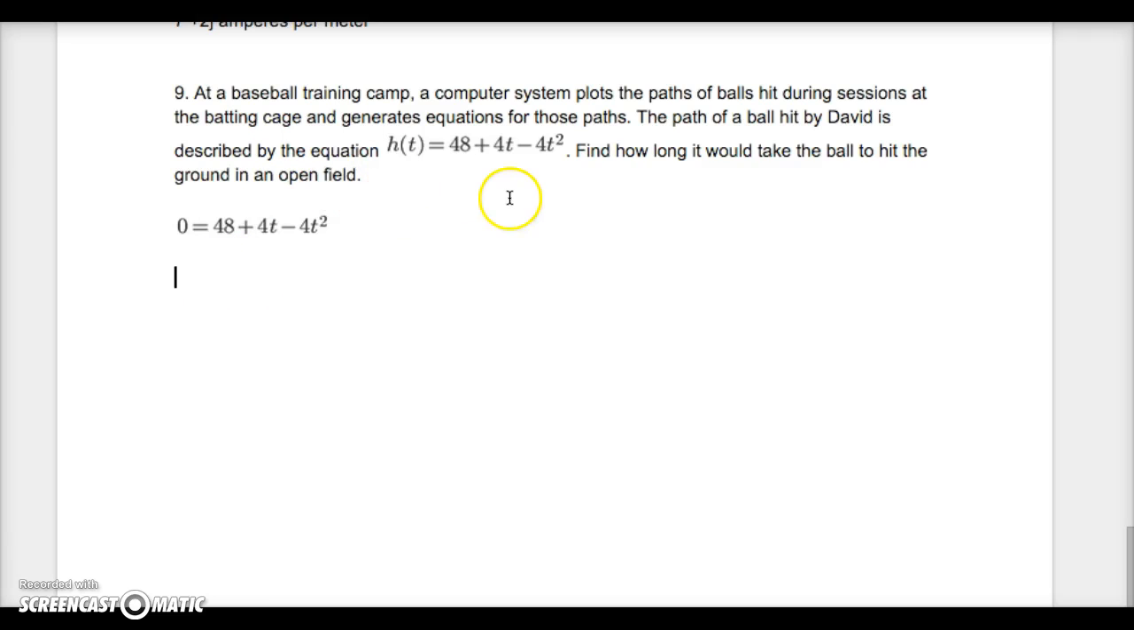Notice how in this problem they don't tell you which method to use. They don't tell you whether you could graph it, or you could factor it, or you could use completing the square, or you could use the quadratic formula. It doesn't tell you a method to do, so you can use whatever method you like.